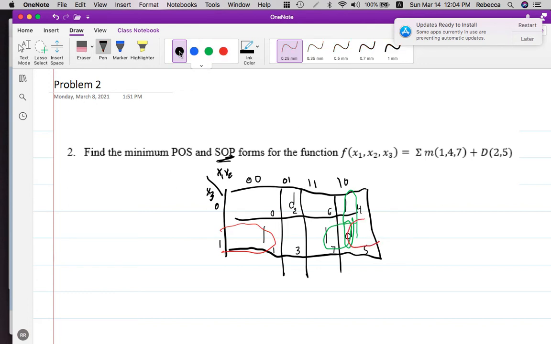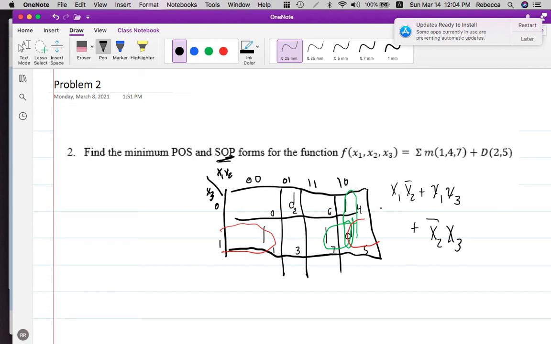So now for each group, I want to figure out what they have in common. This vertical one here, they both have x1 equal to 1 and x2 equal to 0. This group right here, they both have x1 equal to 1, but the x2 is different, but they both have x3 equal to 1. And this last group, the one that wraps around, x1 is 1 here and 0 here, so they don't have that in common. It's 0 here and 0 here, so they do have that in common. So x2 bar because it's 0. And they also have x3 in common, and x3 is 1.